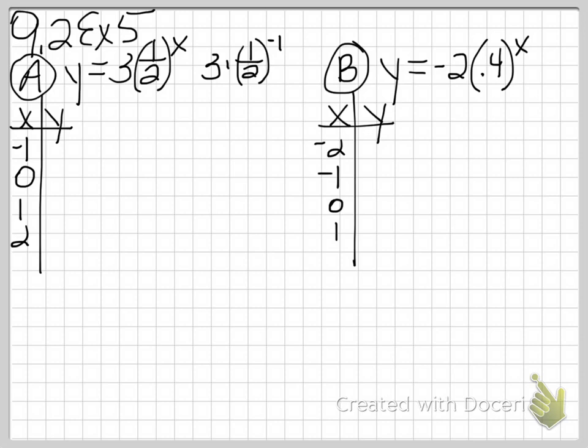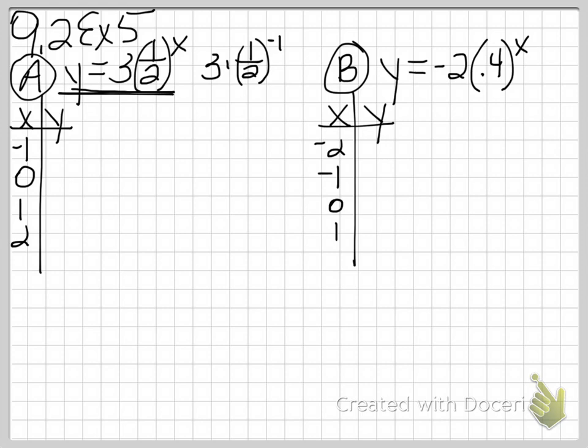We're in example 5 in section 9.2, and I'm on graph paper because we're continuing to graph. This time I'm going to do 2 different graphs to show you what it looks like because they're going to come out of different directions than even the other 2 examples I just did with you. So the first one we're going to do is y equals 3 times 1/2 raised to the x.